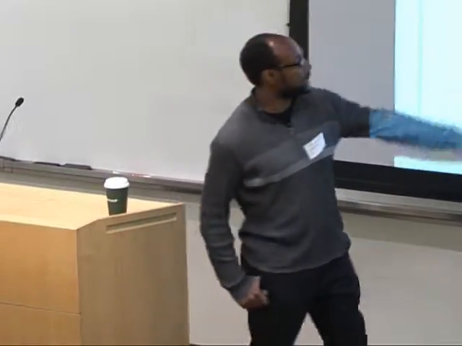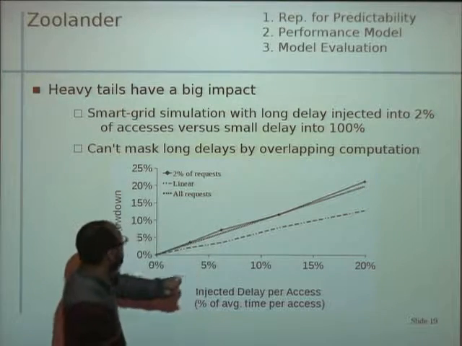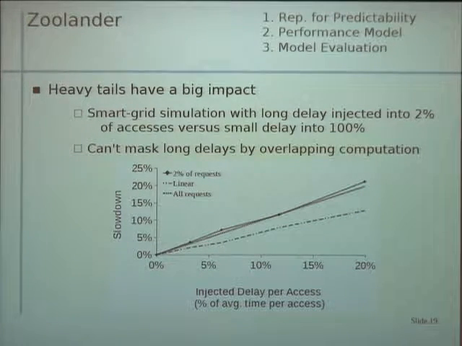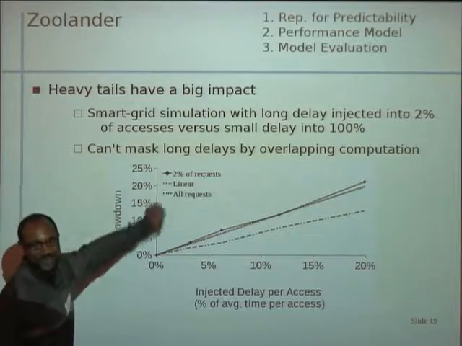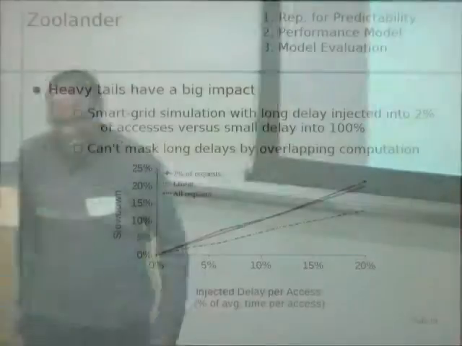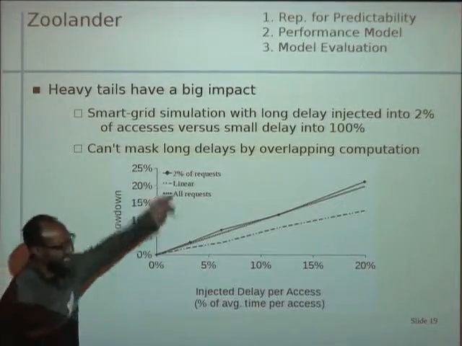So which line is the linear slowdown? The dotted line. The one that labels all requests. Yeah, sorry, so this is reversed. That is reversed. Whoops.